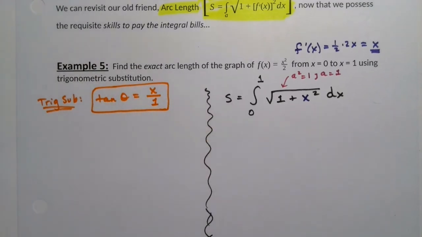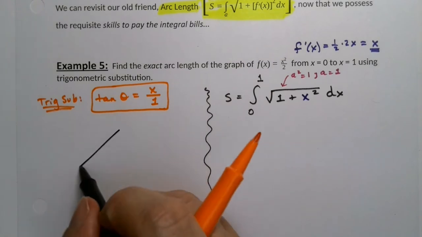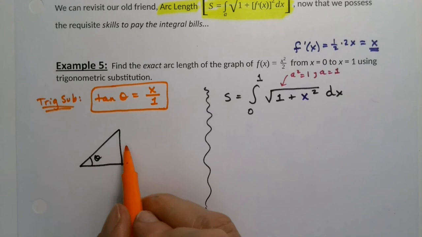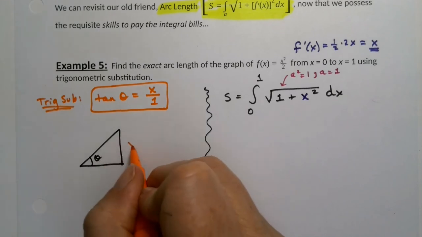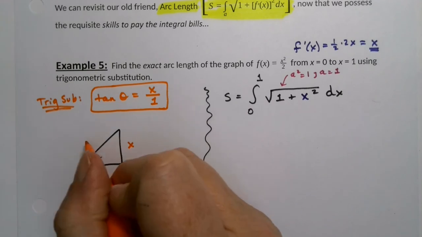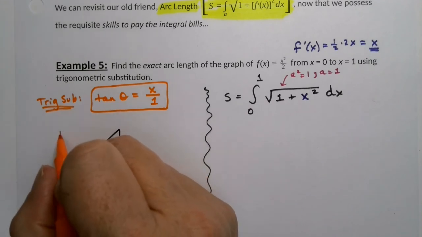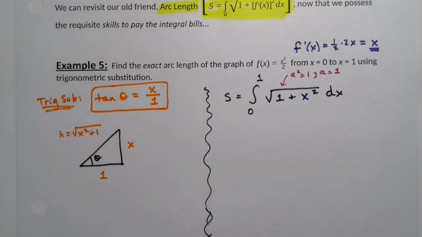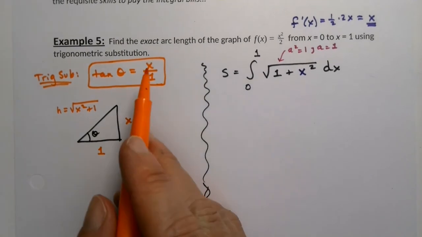All right, and then we can build our triangle. Here's theta. Tangent is opposite over adjacent. So this is x, this is 1, and this is actually a really easy one. x squared plus 1 squared is equal to hypotenuse squared. So the hypotenuse over here would be the square root of x squared plus 1. Pretty easy over there.